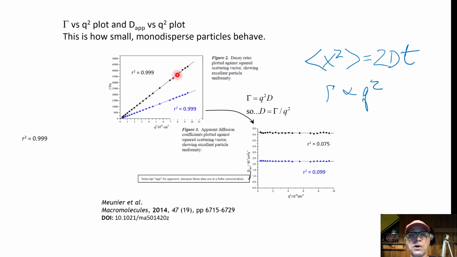The slope of this black line is equal to the intercept of that black line. Since it's so flat, we might as well just take the average of all those points. And the same is true for the blue line. This flat parameter, this is our diffusion coefficient. If I were to invert that using the Stokes law that I just mentioned, I would be able to plot hydrodynamic radius versus q squared.